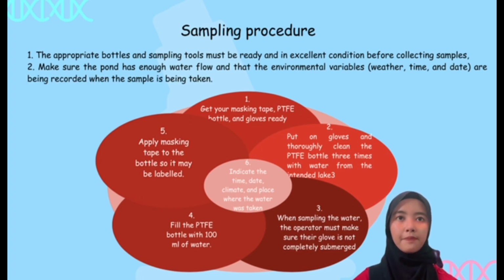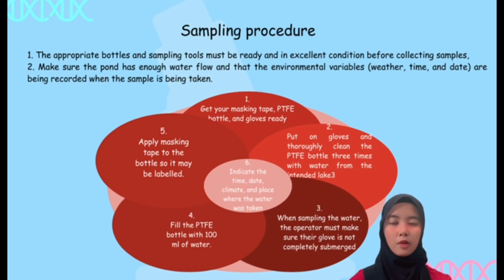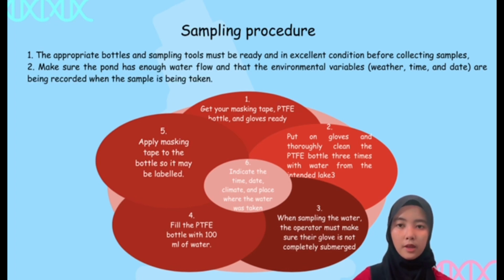Firstly, we need to get the masking tape, PTFE bottle and gloves. Next, put on gloves and thoroughly clean the PTFE bottle 3 times with water from the intended site. Next, when sampling the water, the operator must make sure their glove is not completely submerged. Next, fill the PTFE bottle with 100 ml of water. Next, apply masking tape to the bottle so it may be labeled. Lastly, indicate the time, date, climate and place where the water was taken.